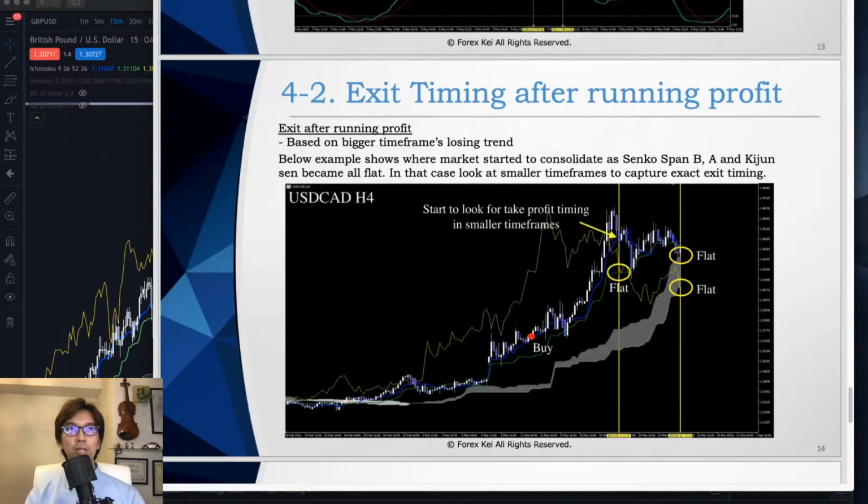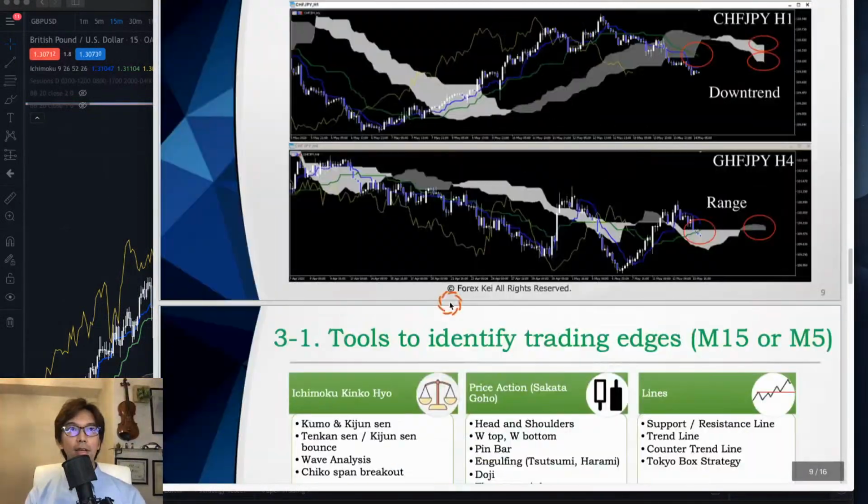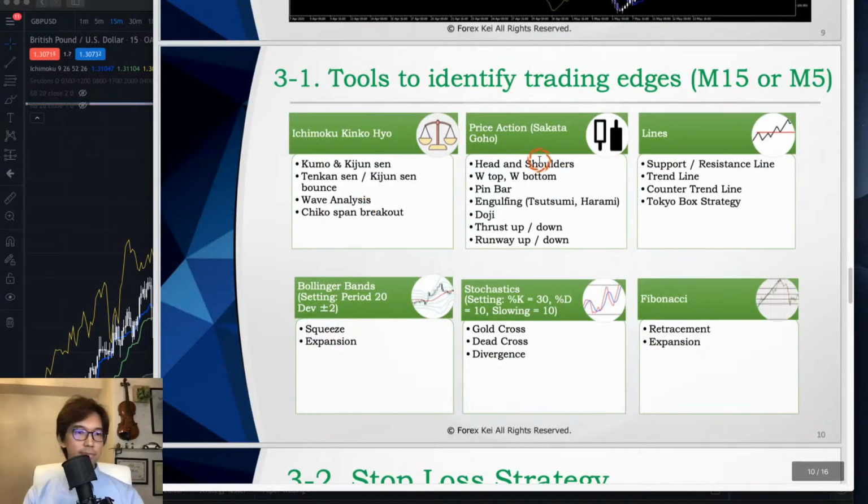Yeah, so when you come to my PDF, this is the trading edges that I look for in a 15-minute chart or 5-minute chart, and also exit timing too. When 4-hour chart Kumo is flat and Kijun-sen is flat, then I will come back to either 5 or 15-minute chart and look for the exit timing in lower time frames.